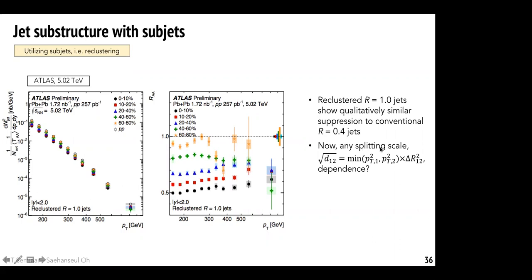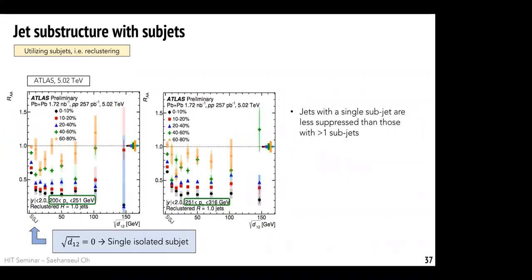So now, can we see any splitting scale dependence? These reclustered jets have experienced jet quenching, but depending on square root D12, do we have any differences? And I think this is a very interesting plot from ATLAS. As I said, different colors represent different centrality, but now let's just focus on the black. The x-axis is square root D12. The x-axis is very different at the very first bin, but the other bins are pretty much similar. And the very first bin means square root D12 equals 0.